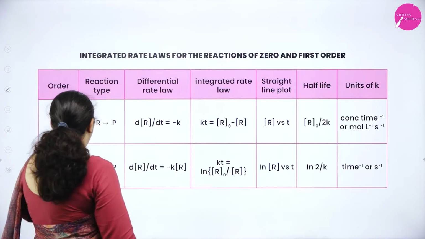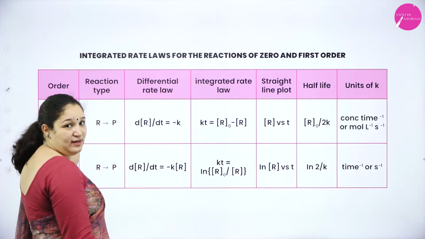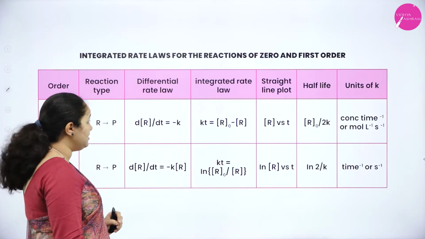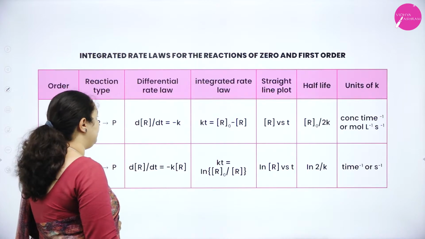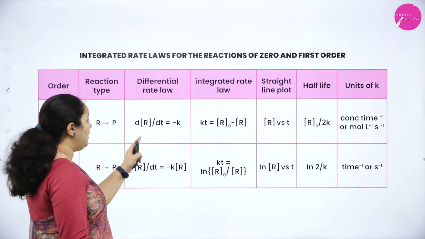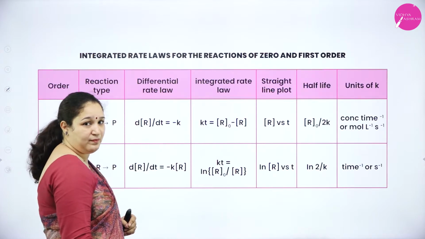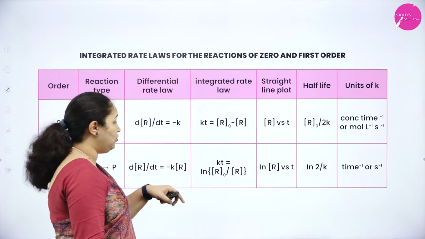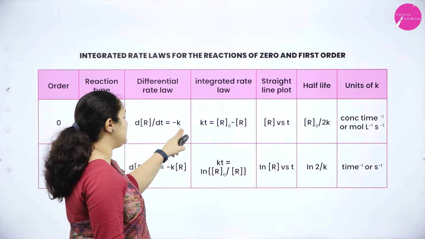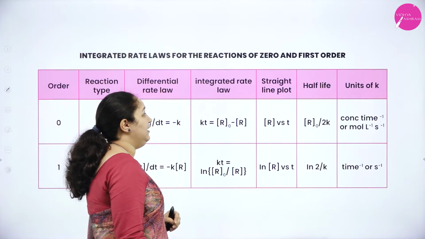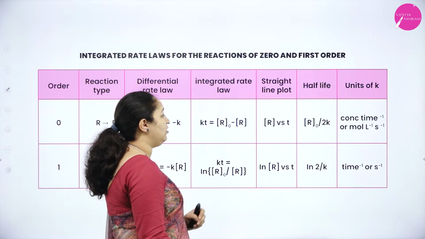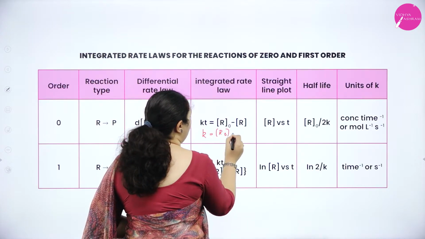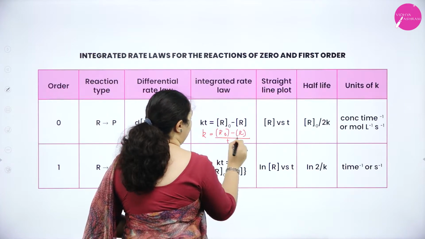Okay, so for zero order reaction we are taking it as R giving P, reactants and products. So what is the differential rate law? That is dR by dt is equal to minus k, because R to the power 0, anything to the power 0 is unity. So you will get it as dR by dt is equal to minus k. Integrated rate law is kt is equal to R naught minus R, or you can also remember it as k is equal to R naught minus R by t.